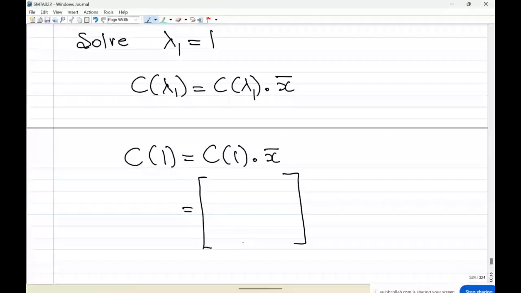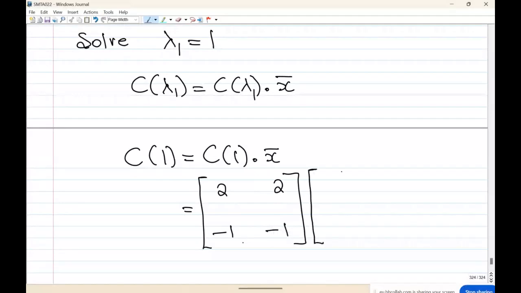What is going to be the row number 1? The answer will be what, colleagues? 2. Very good, 2. Then the second entry on row number 1, the answer is? 2. Very good. Go to row 2. Element entry number 1 on row 2, the answer is? Minus 1. Then the next one is? Minus 1. Very good.